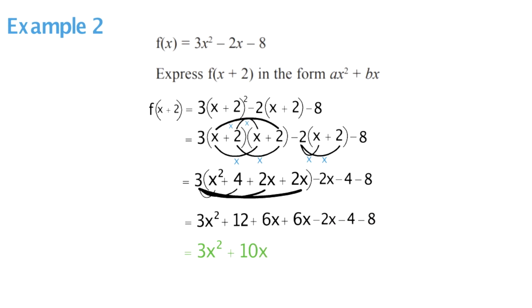That's going to leave you with 3x squared plus 10x, and that's your final answer. Because remember that the minus 4 and the minus 8 is going to give you minus 12. Add that to the 12 and that's equal to 0. So that's why that's cancelled out. And then you've just literally got the final answer of 3x squared plus 10x.